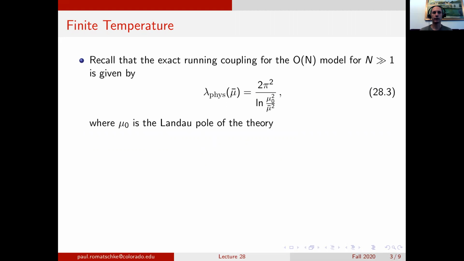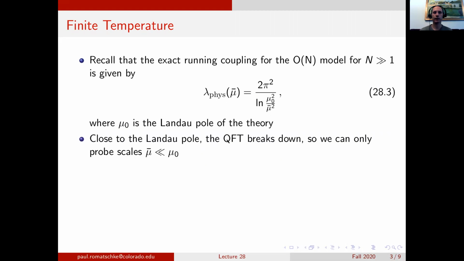Also recall that we found the exact running coupling of the O(N) vector model in the large N limit was given as the following result here, where mu naught is the lambda pole of the theory that we cannot exceed in terms of energy scale. Close to the lambda pole, the quantum field theory breaks down, so we can only probe energy scales mu bar much less than the lambda pole.